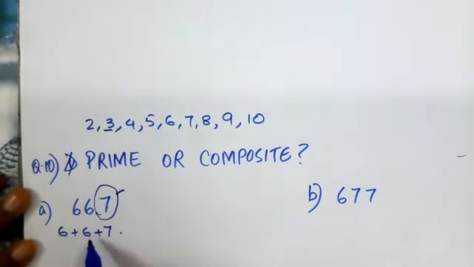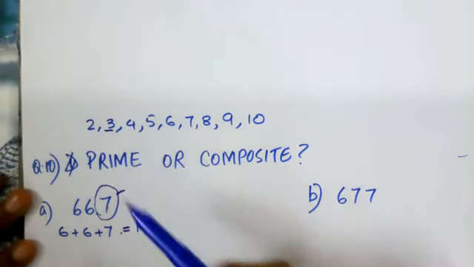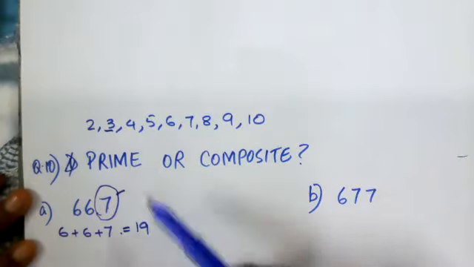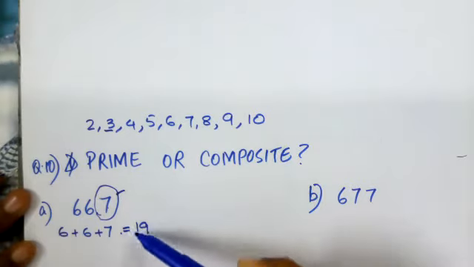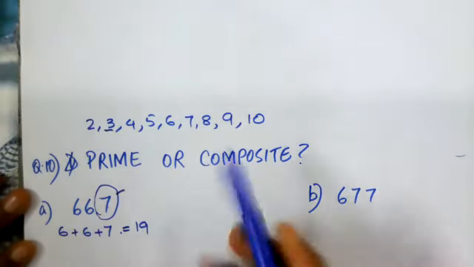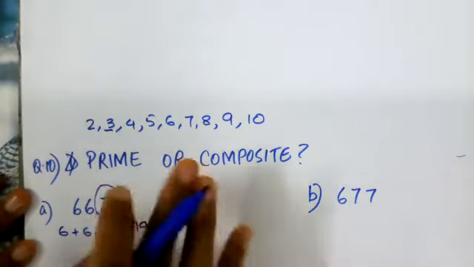6 plus 6 is 12. 12 plus 7 is 19. So do you think 19 is divisible by 3? No. 3 times 6 is 18, and 3 times 7 is 21, so you don't get 19. So 19 is not divisible by 3. That means the whole number is not divisible by 3.